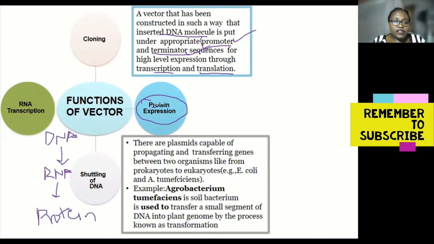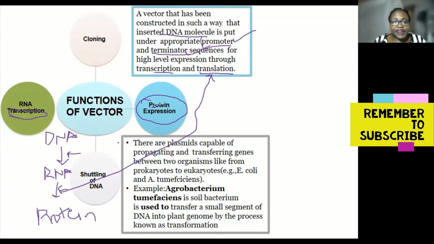So this is what we call transcription, and this is what we call translation. For us to have proteins, we have to have first transcription into RNA, then translation into protein. So we have vectors specifically used for this purpose, and that means they must have a promoter sequence, they must have terminator sequences and other characteristics, which we will be looking at.